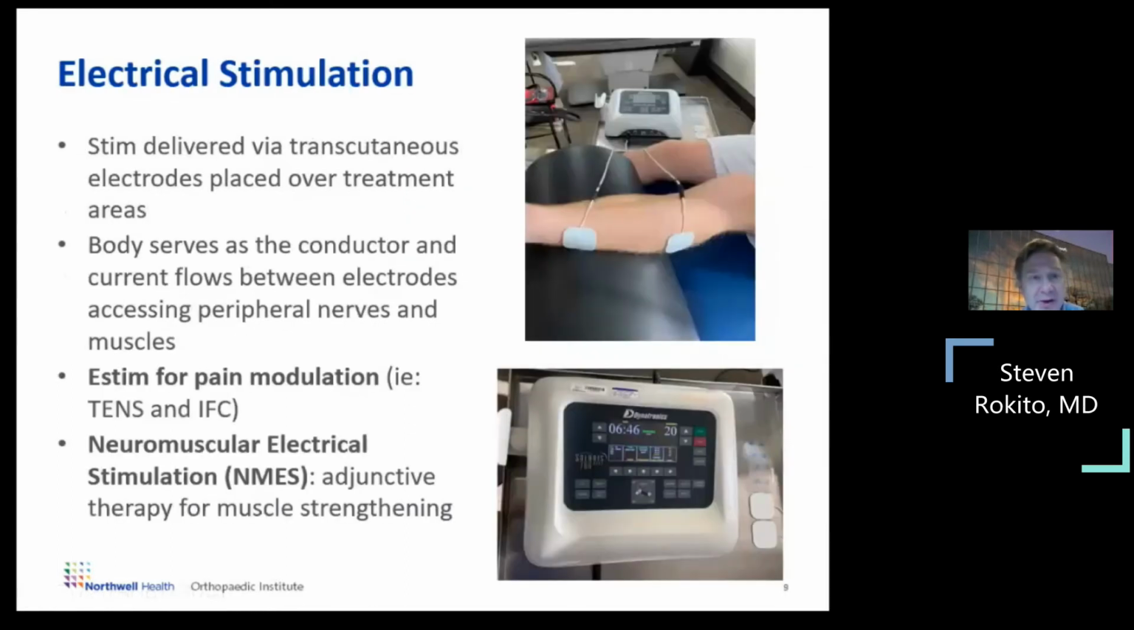Electrotherapy, otherwise known as electrical stimulation. Electrical stimulation is delivered transcutaneously with these electrodes placed over the treatment areas. The body serves as the conductor, and current flows between the electrodes, accessing peripheral nerves and muscles. So electrical stim is used for two main things: pain modulation and neuromuscular electrical stimulation, otherwise known as Russian stimulation, is used to help as an adjunct for muscle strengthening.